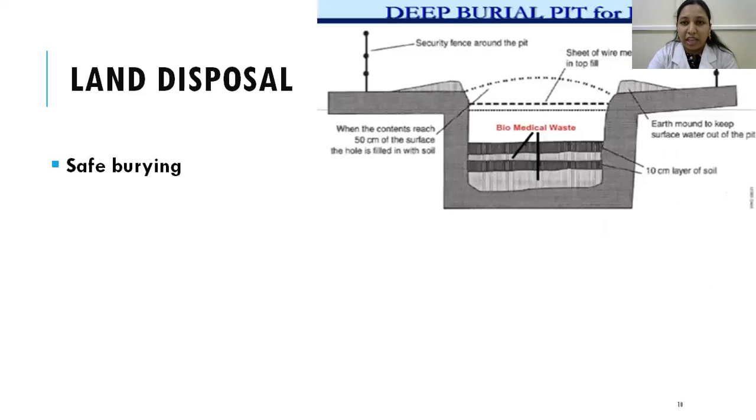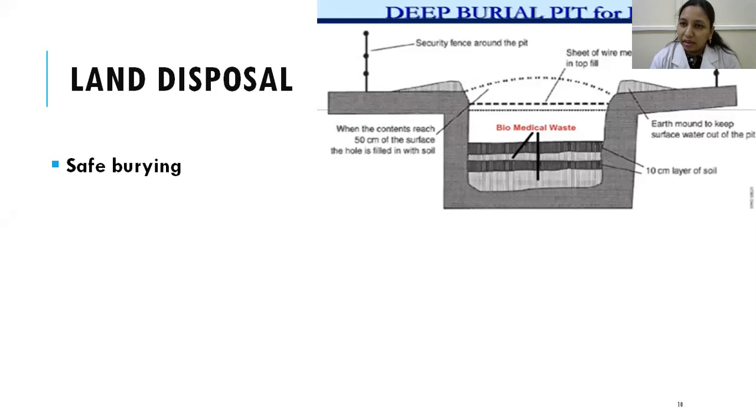Another one is safe burying. Here you can see the deep burial pit for biomedical waste diagram. There is a security fence around the pit, so that there is no access to any animals or rag pickers, and a sheet of mesh wire is also covered over the fill.